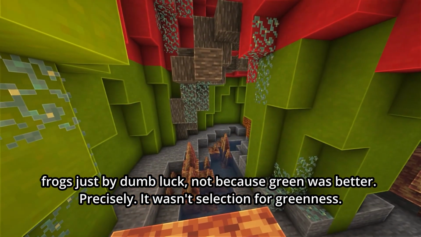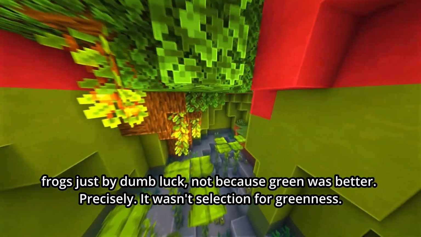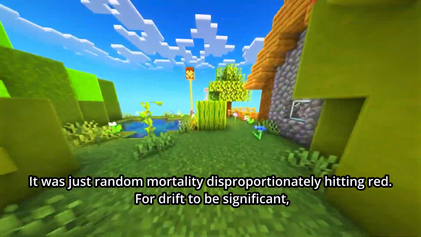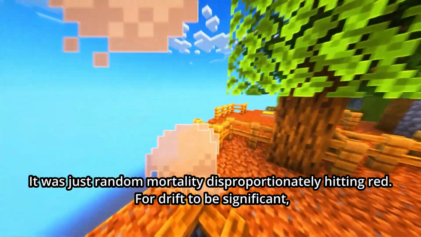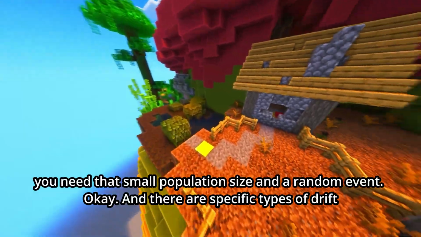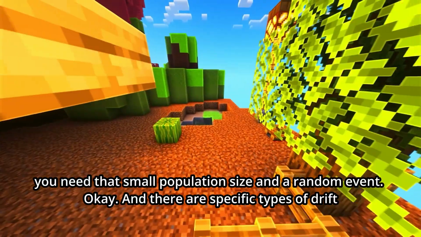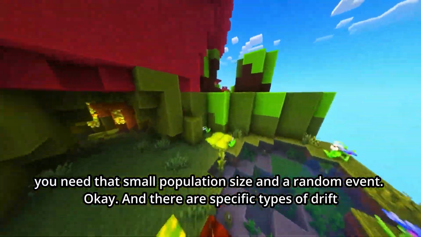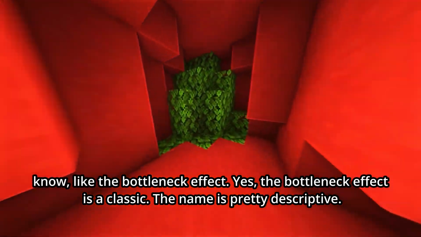Not because green was better. Precisely. It wasn't selection for greenness, it was just random mortality disproportionately hitting red. For drift to be significant, you need that small population size and a random event. Okay. And there are specific types of drift to know, like the bottleneck effect.